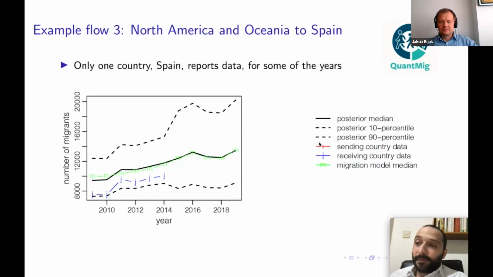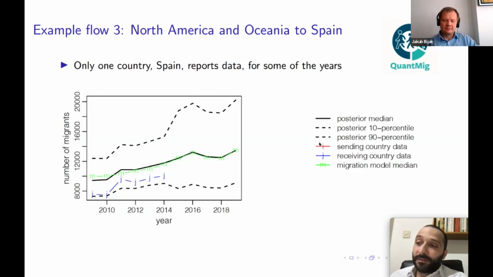The final example is a flow from the North America and Oceania region to Spain. Here, data are only reported by Spain for some of the years. As already mentioned, Spain is a low undercount country and records with good accuracy. Therefore, for the years that Spanish data are available, the model, after applying a slight correction for undercount, gives more weight to the trends in the Spanish data than the migration model.